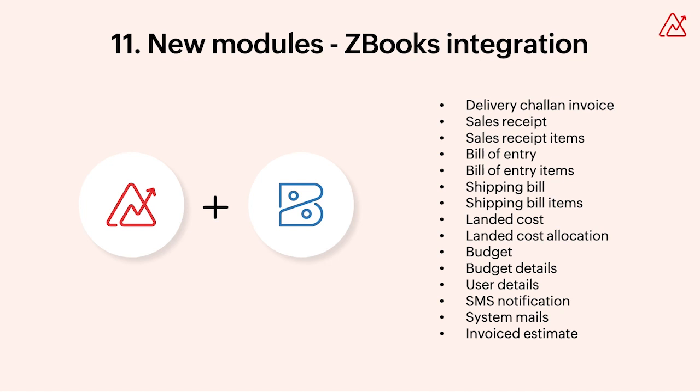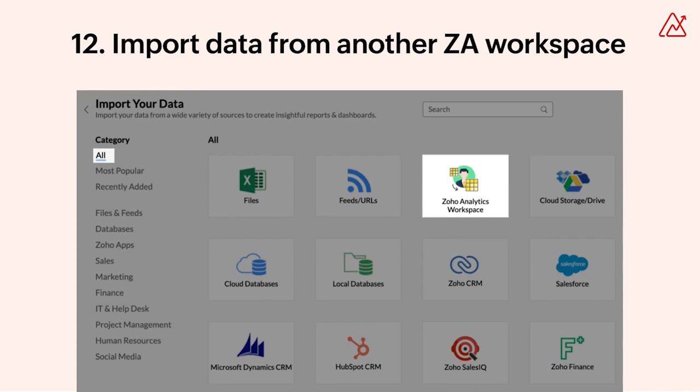All right, so moving to the next update, this is probably one of the most requested features in 2021. You can now import your data from another Zoho Analytics workspace. Earlier, as a workaround, you had to export it via API, and then you had to import it to another workspace using the URL. But now this is all automated. It's available in the UI like what you see here on the screen.